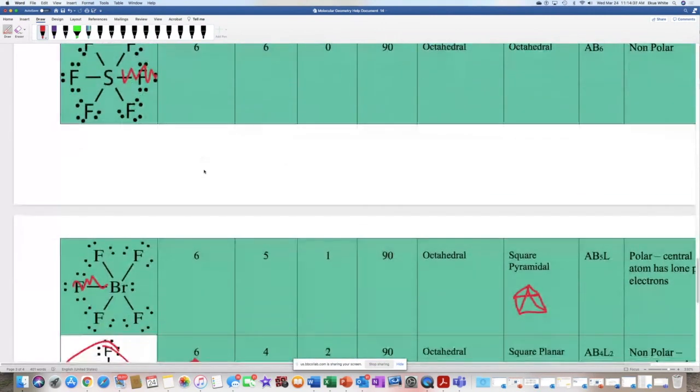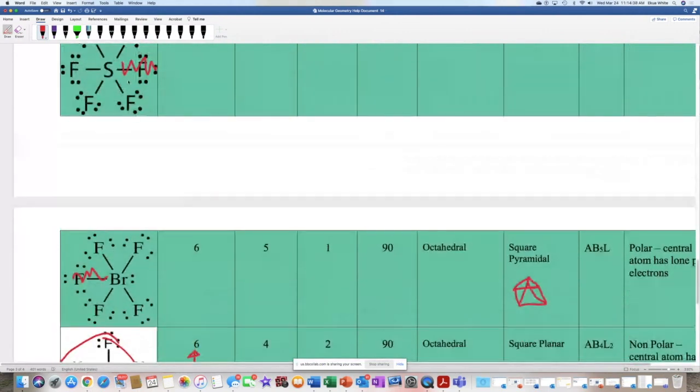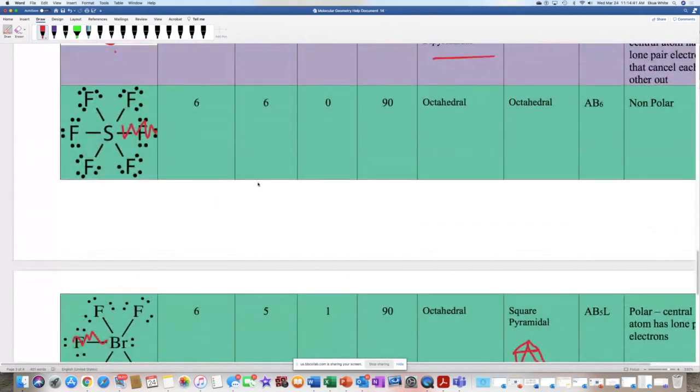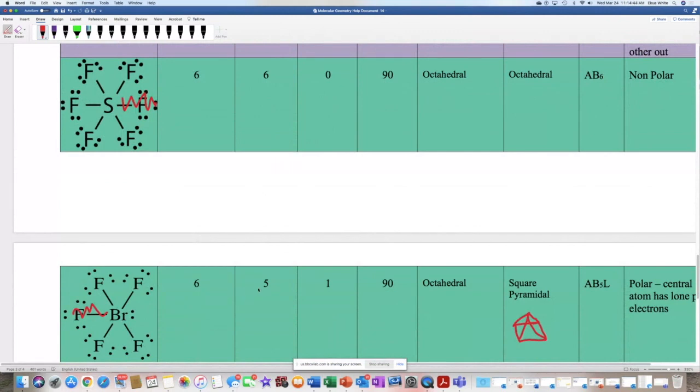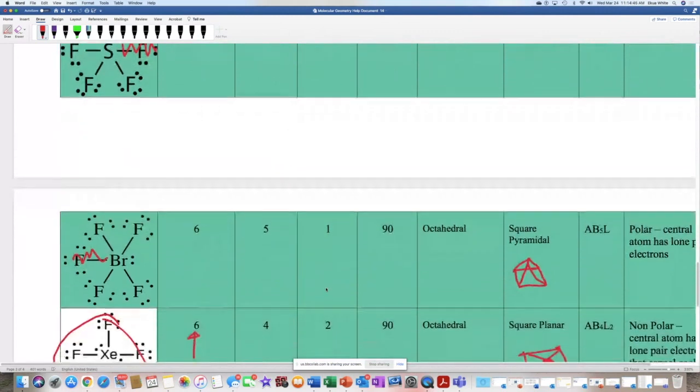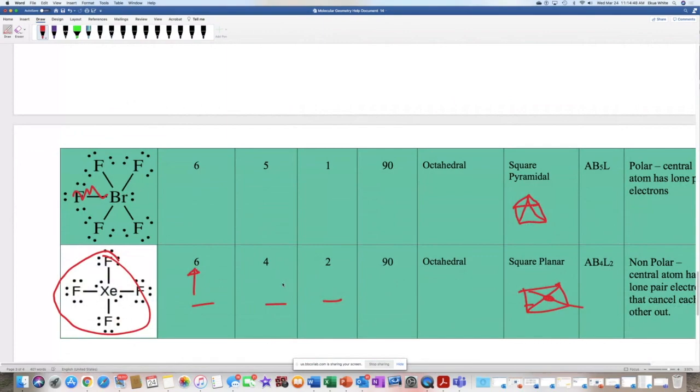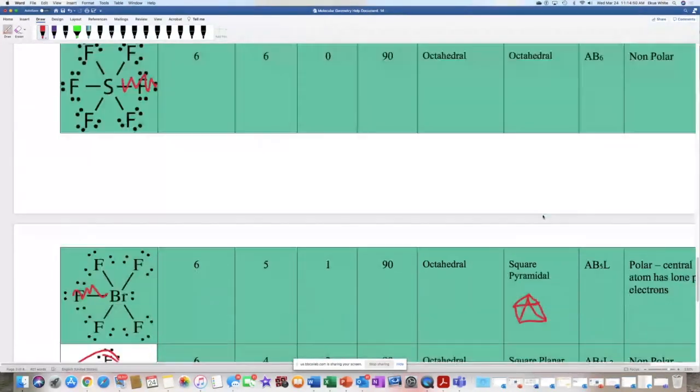Then back to the six groups, you have three different variations. Six groups, all groups are bonds. Six groups, five are bonds, one is a lone pair. Six groups, four are bonds, two are lone pairs.